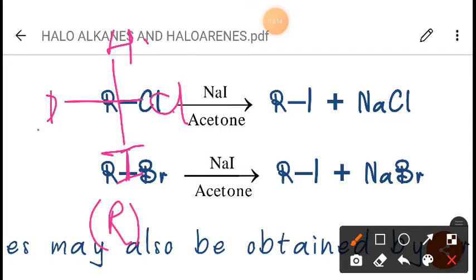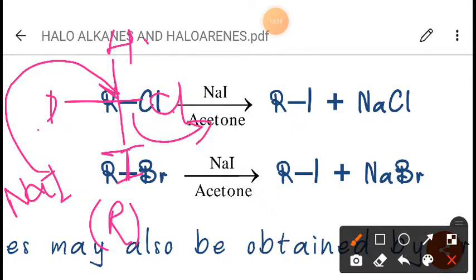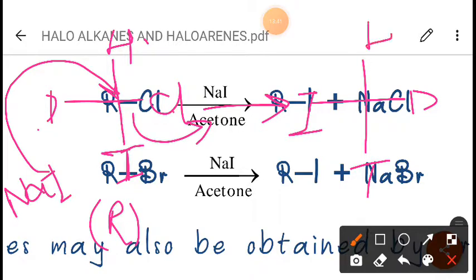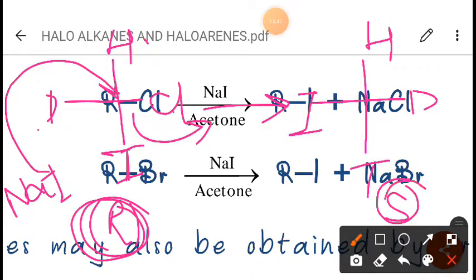When we are taking this NaI, it will come and attack from here to here. When it attacks here, this chlorine will come out. When this chlorine comes out, it will form like this: here it is D, here it is T, here it is I, and here it is H. So at that time it became S. Suppose it was R, at that time it will become S, and now you can see there is an inversion in configuration.